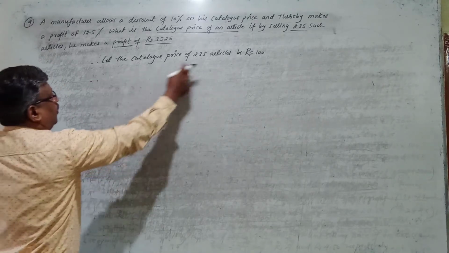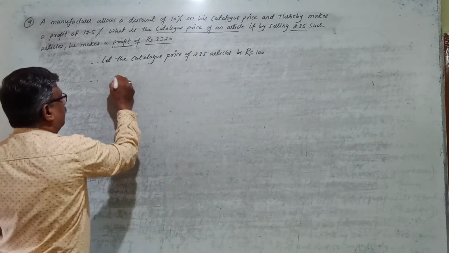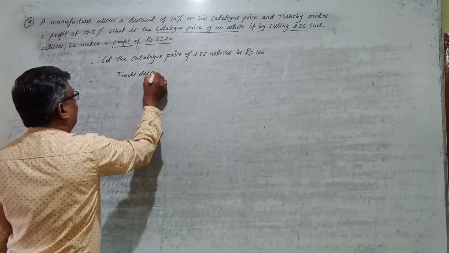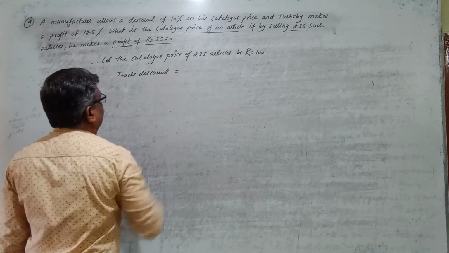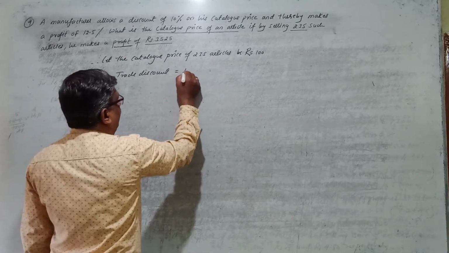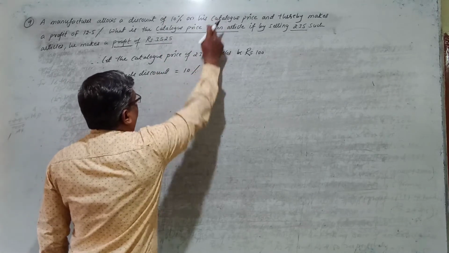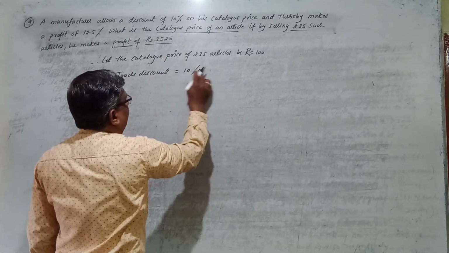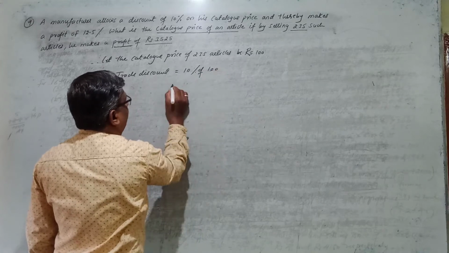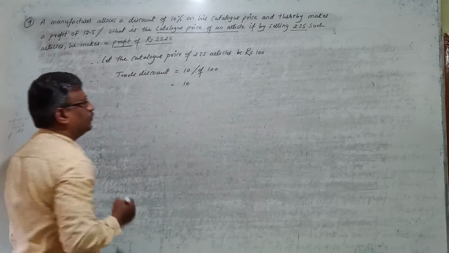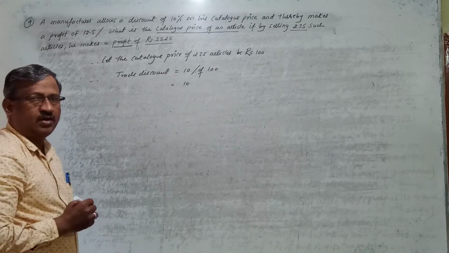So first what you have to do, now catalog price is known, 100 rupees. So first we calculate the trade discount. So trade discount is equal to, what is the rate of discount here? 10%, which is allowed on the catalog price. So that is called the trade discount. So 10% of this catalog price 100 rupees is how much? It is 10 rupees. So 10 rupees is the trade discount.